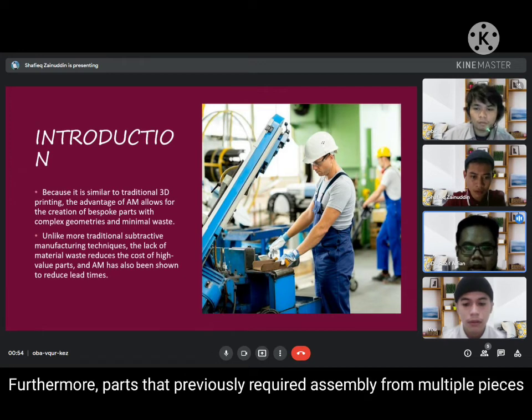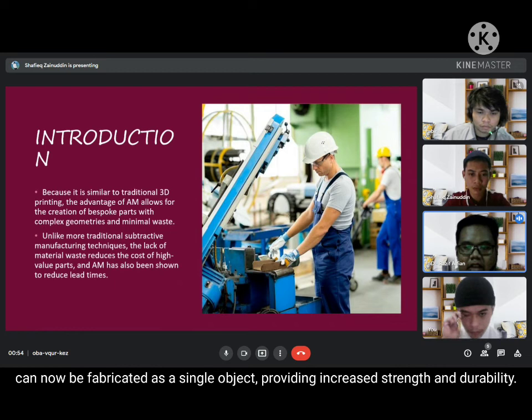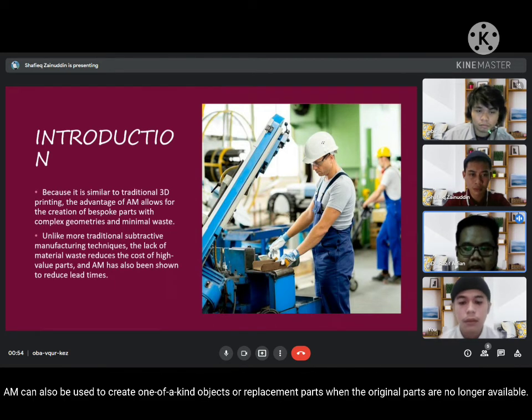Furthermore, parts that previously required assembly from multiple pieces can now be fabricated as a single object, providing increased strength and durability. AM can also be used to create a one-of-a-kind object or replacement part when the original parts are no longer available.